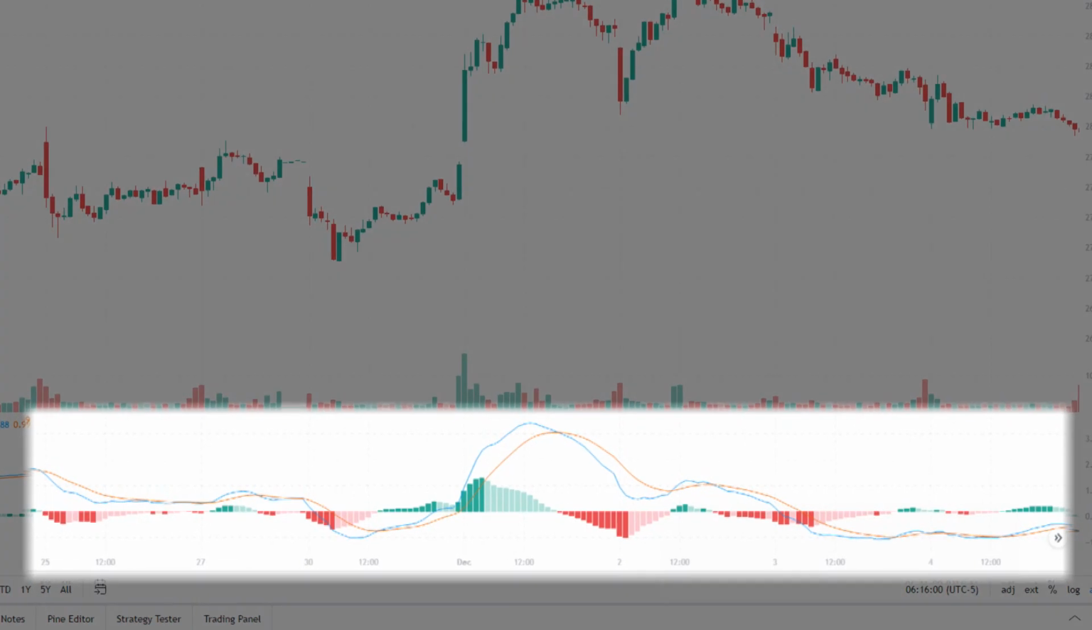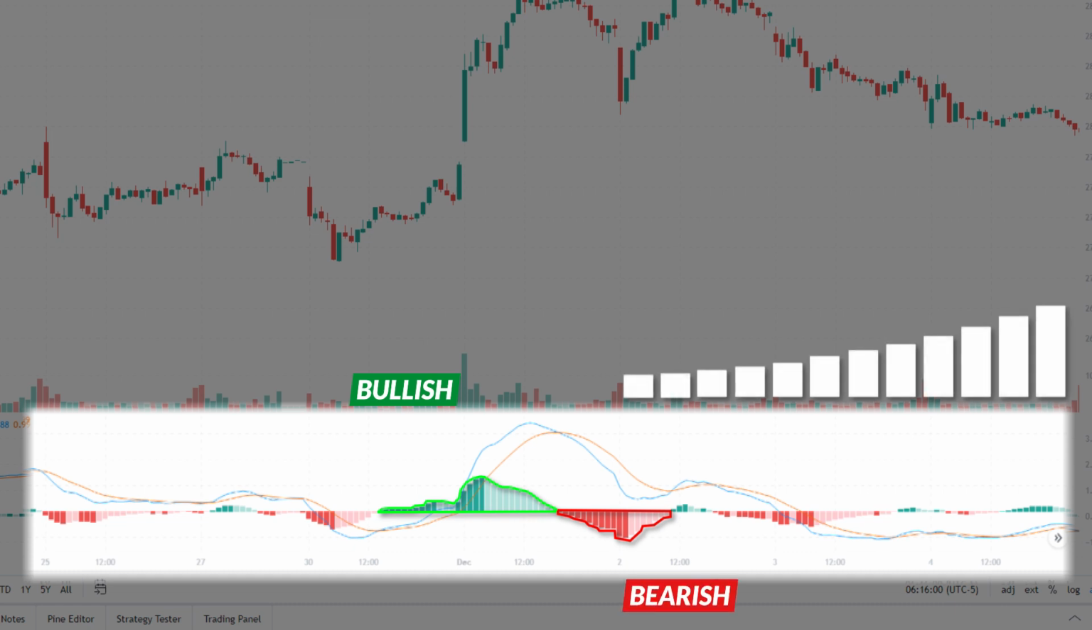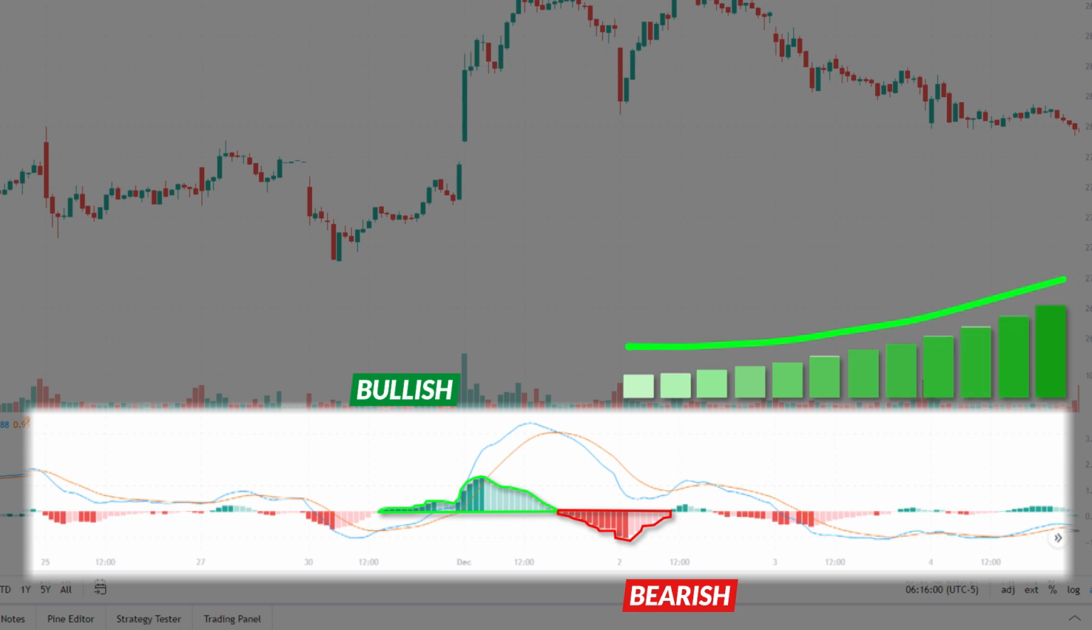If the histogram bars are positive, growing upward from the baseline, the momentum of price is bullish. Whereas if the histogram bars are negative, growing downward from the baseline, the momentum of price is bearish. Furthermore, if each consecutive bar of the histogram is growing further away from the baseline than the previous bar, this is a visual representation of momentum building.